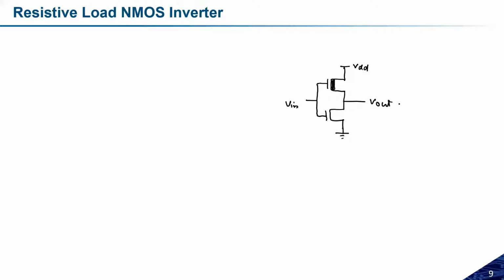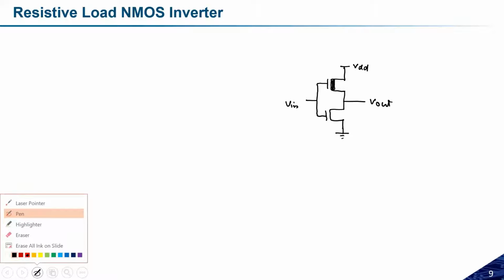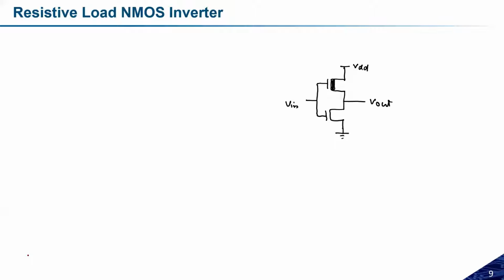Okay, so this is the structure in the previous slide. Let us try to see. Do not consider this a resistive load. Let us consider two different cases. Suppose Vin is equal to 0. In this case, let us assume this one is M1 and this is M2. So what will happen?